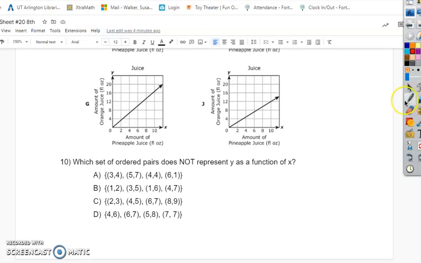Number 10, which set of ordered pairs does not represent a function? When you have a function, every x has only one y. You do not want to see that x repeating. When I look at the first one, 3, 5, 4, 6, I don't see any of these repeating, so this is a function.